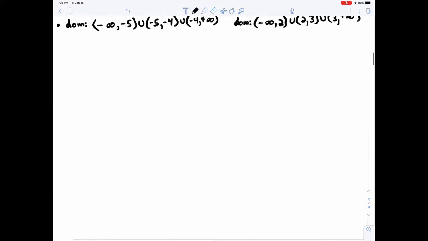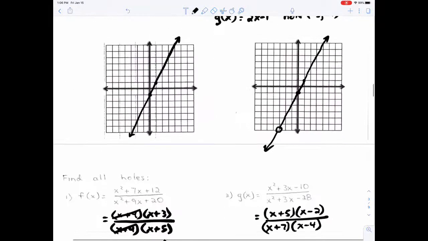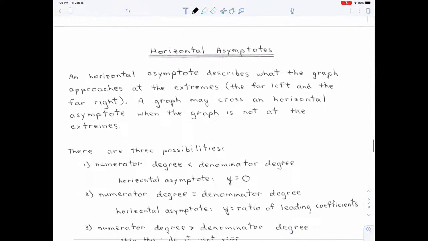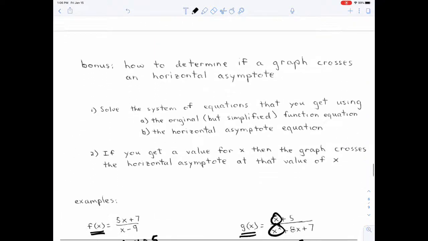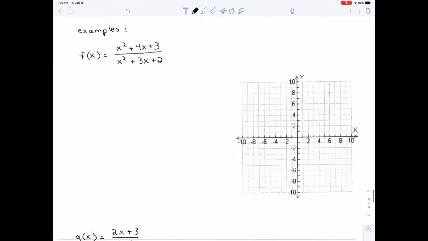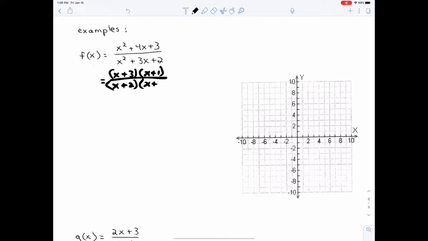So let's take a look then at some examples. This is all the preliminary stuff, how to find those things. A lot of stuff there. Okay, let's go for it. So first of all, this is (x plus 3) times (x plus 1) all over (x plus 2) times (x plus 1). What's the domain?